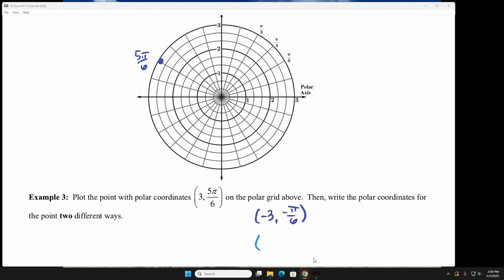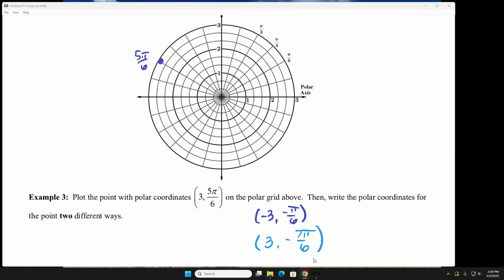Another thing we could do is keep it positive 3 and rotate in the negative direction to get there. I know this is a half rotation, which is pi, and then it looks like we go another 6 pi over 6. So that would be negative 7 pi over 6. Right? And there's more we could do.